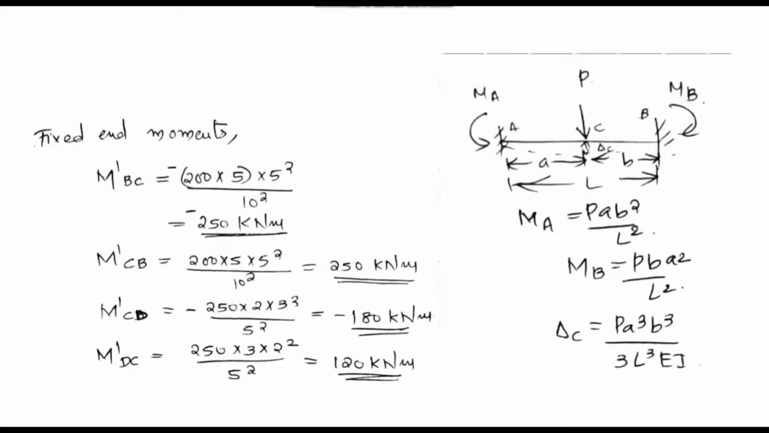The next step is to find the fixed end moments. The point load is not applied at the center. So here we have to consider the equation for finding the moment as MA equal to PAB squared by L squared and MB equal to PBA squared by L squared. Consider the value as negative in the anti-clockwise direction, and for clockwise direction consider it as positive. Thus we get the fixed end moments for each member.